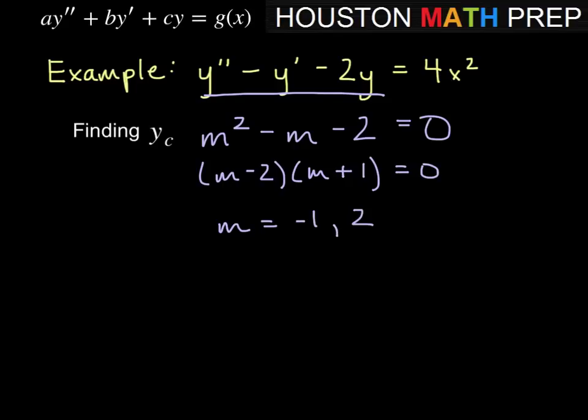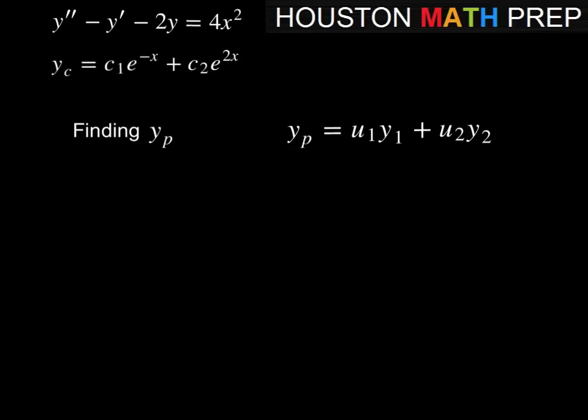And so that will give us that y sub c, the complementary function, is some constant times e to the minus x plus some constant times e to the 2x based on those values for m. So if you're at all lost at this point in time, make sure you go back and check out the video about auxiliary equations and homogeneous equations. Okay, moving forward. So we have our complementary function here.